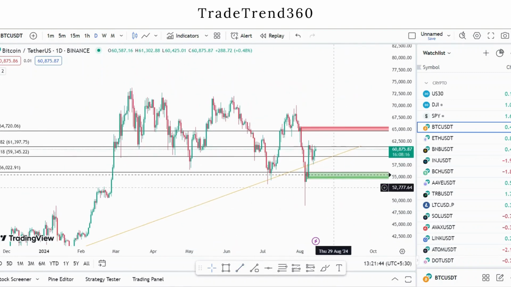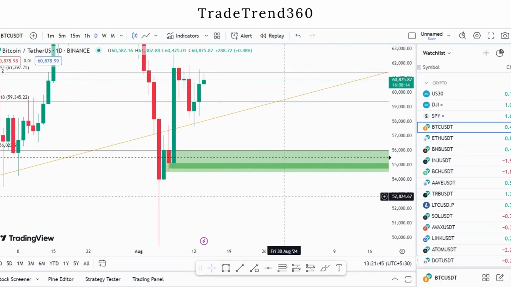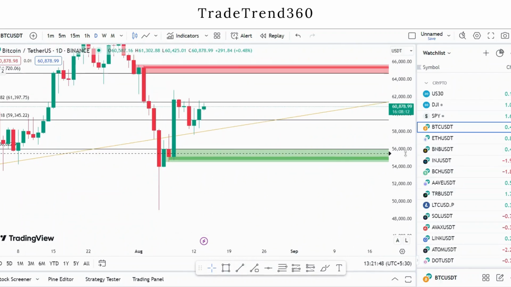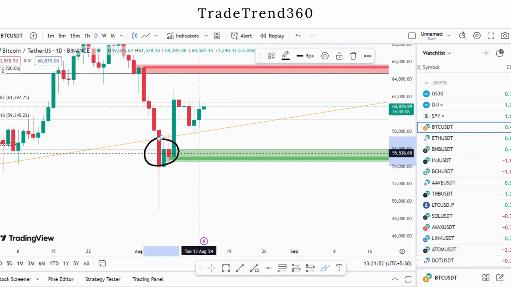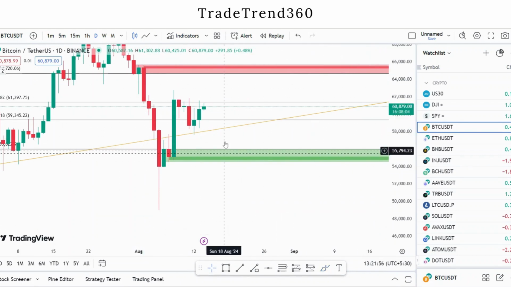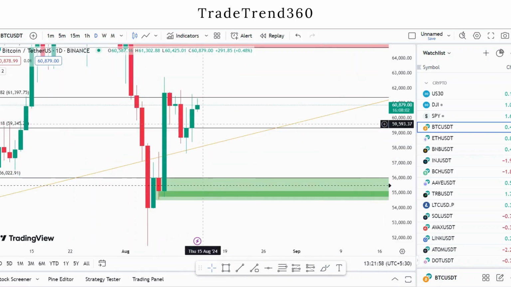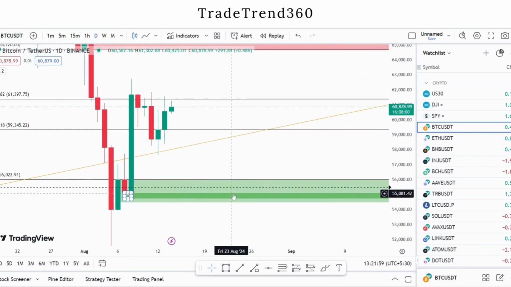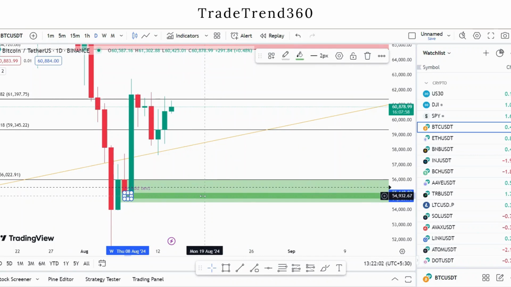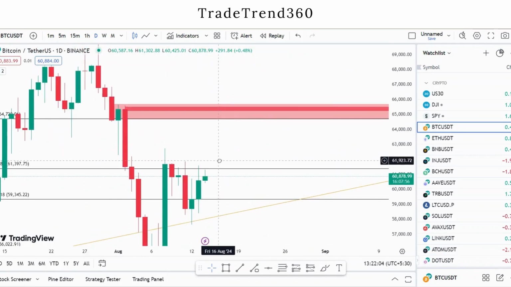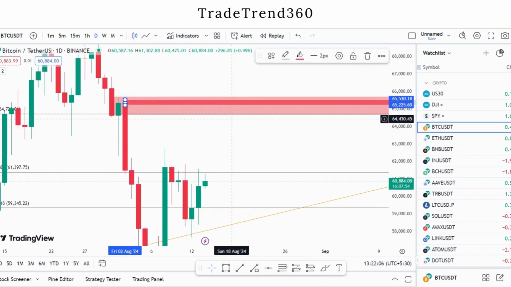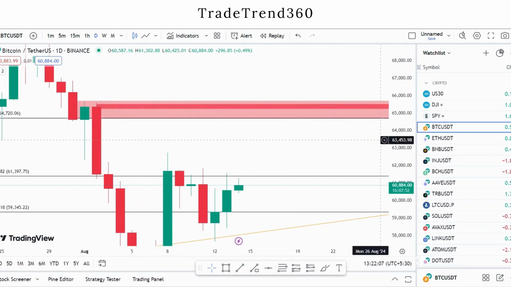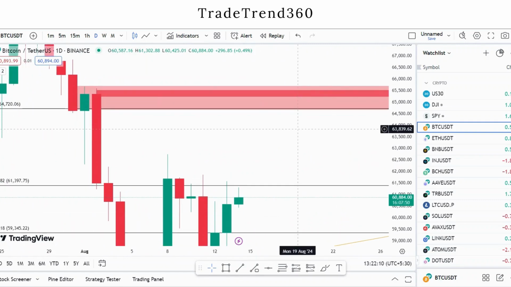Many traders would have taken a trade on the breakout of a trend line, and they would have been trapped here, which we need to be careful about. Right now the market is in a sideways phase. We need to wait for the price to either drop down to this level or go up to this level. These are the zones where the price can turn.